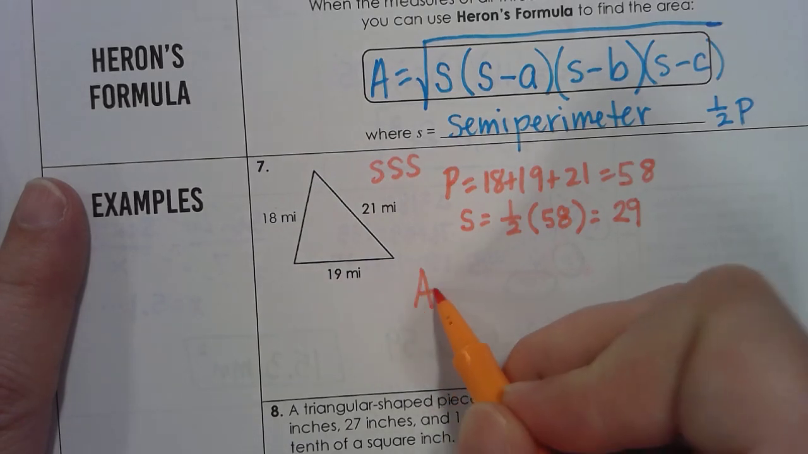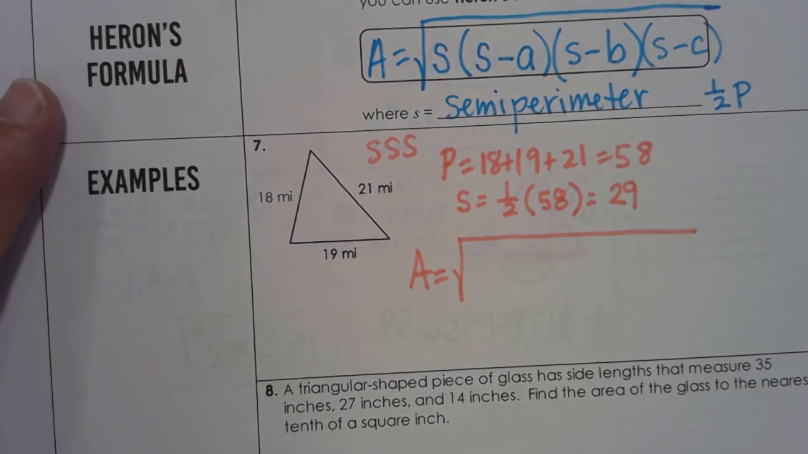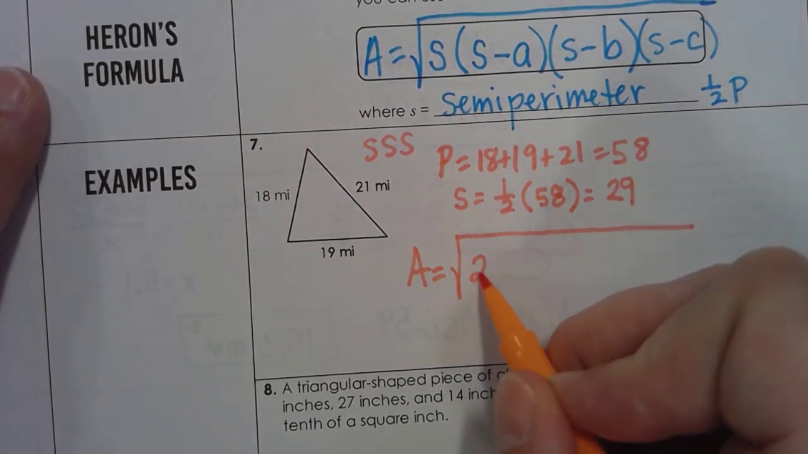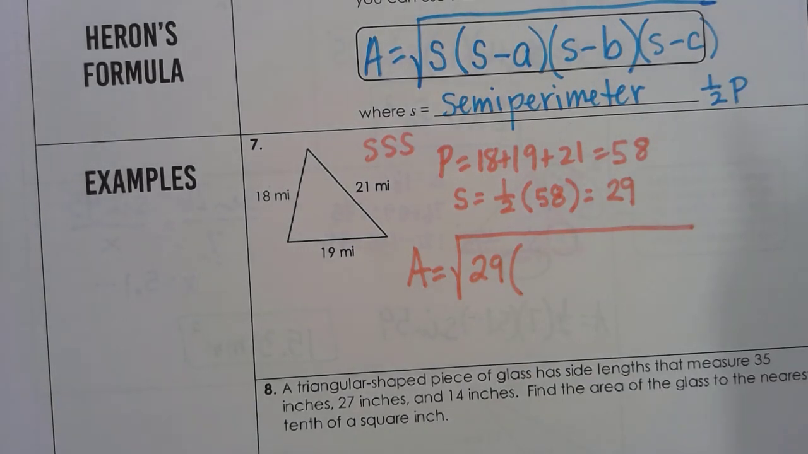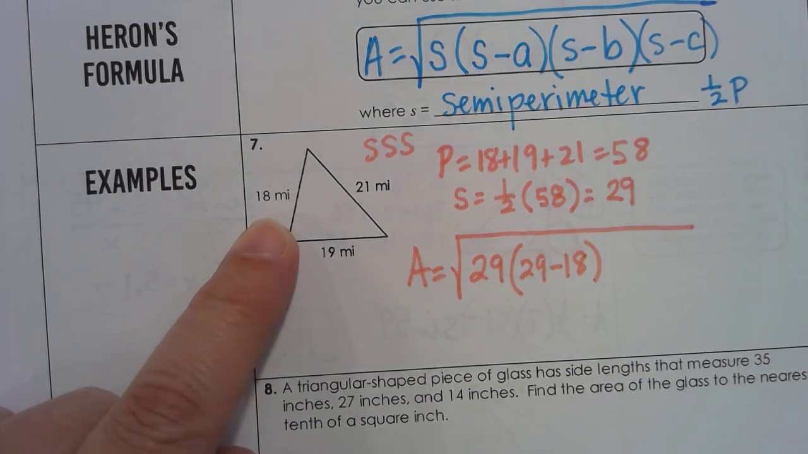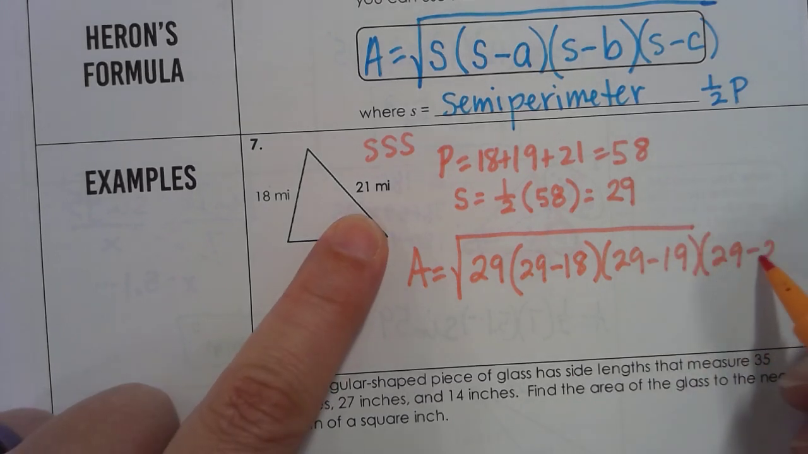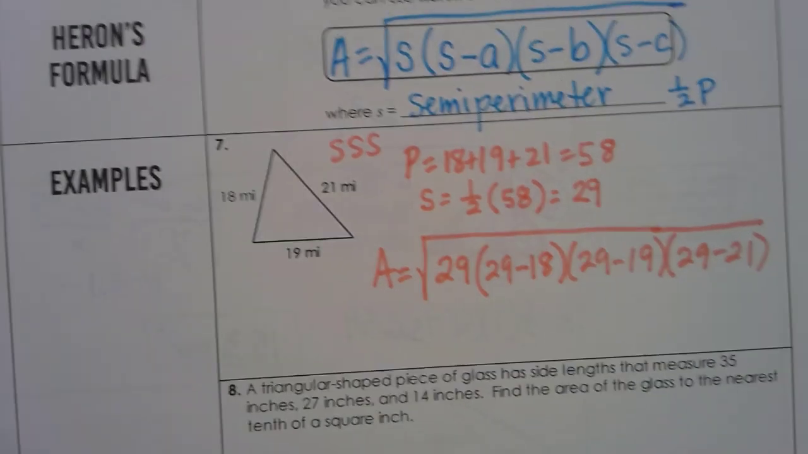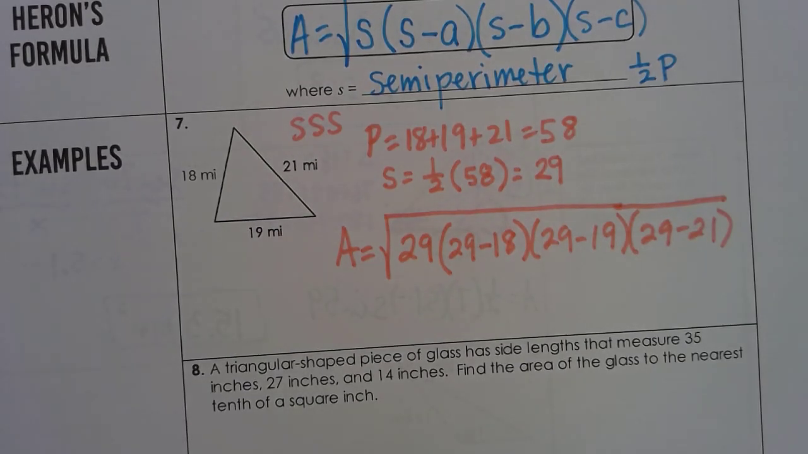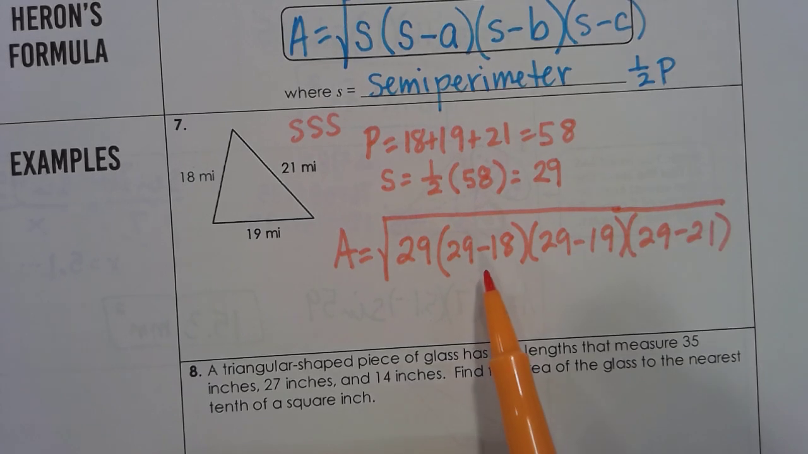Now we're going to go to our formula, and we're going to put a big old huge square root. Make sure all this stuff fits under it. We're going to start with that number, the 29, and then subtract each side from that 29. So 29 take away 18, 29 take away 19, and 29 take away 21. If you didn't have a big fancy calculator, it might be easier to subtract these numbers first and get those down to smaller numbers before you multiply them.